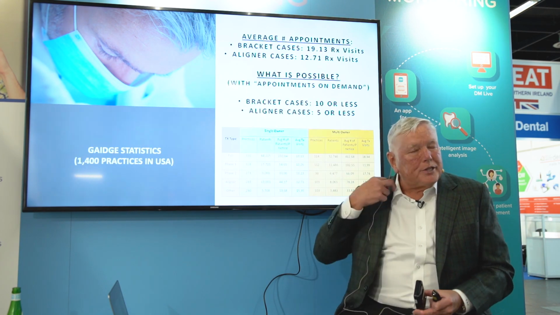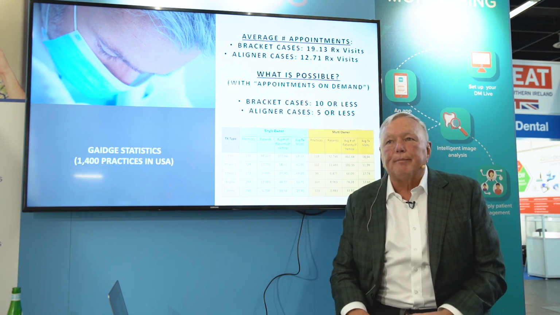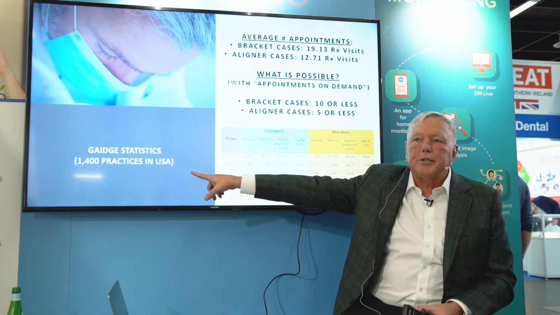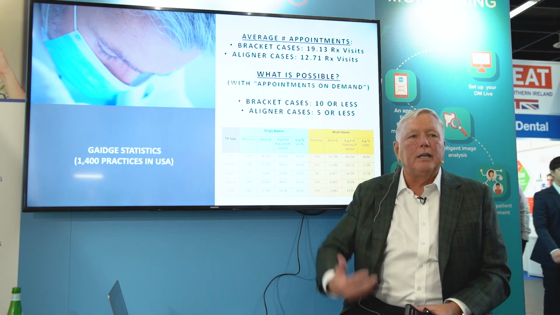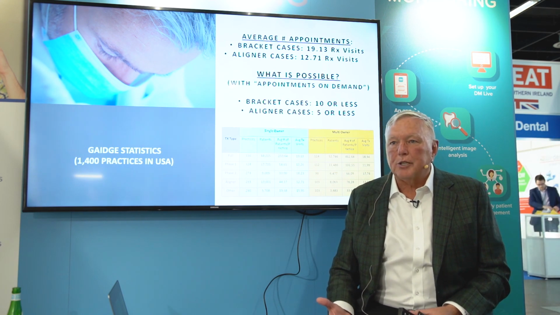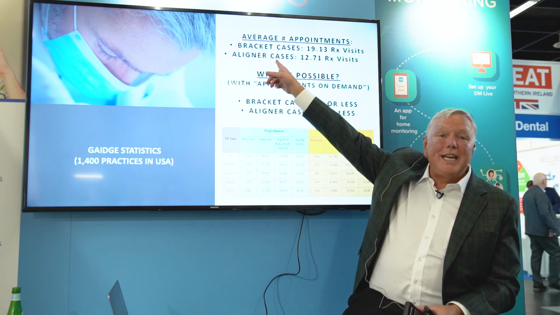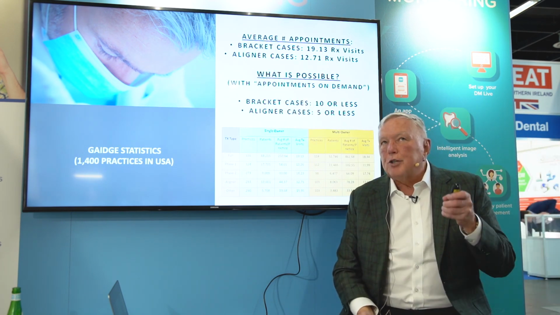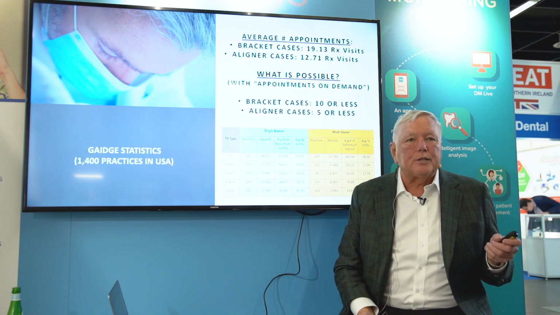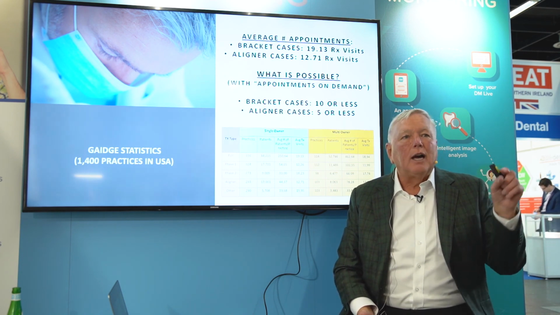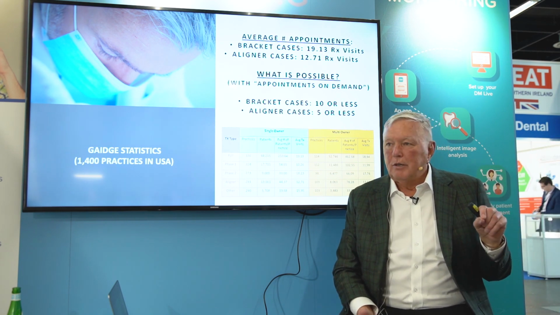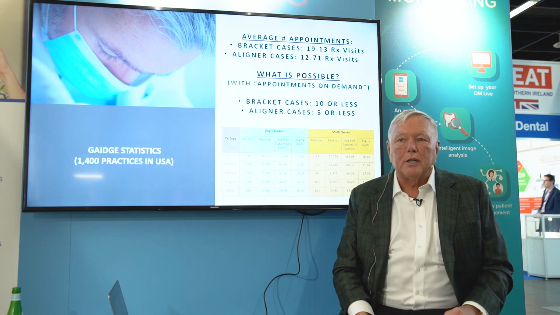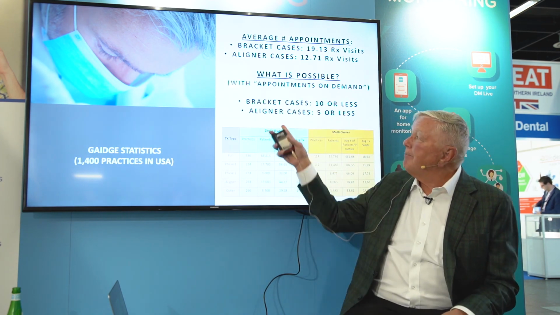Now, this statistic, if you don't remember anything else from my program here, this statistic is huge. Gage is a company in the United States that is a practice consulting company to 1,400 orthodontic practices in the United States. These are their statistics from 1,400 practices. The average bracket case in the United States requires 19 plus adjustment appointments to be treated. The average aligner case requires 12 plus adjustment appointments to be treated.